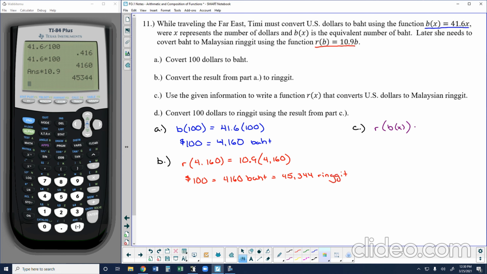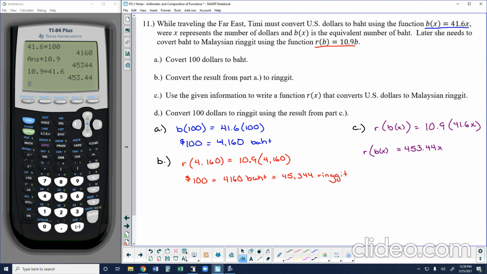So r of b of x would be taking b of x and substituting it into r of b. So this would be 10.9 and then replacing b with 41.6x. So 10.9 times 41.6 would be 453.44x.